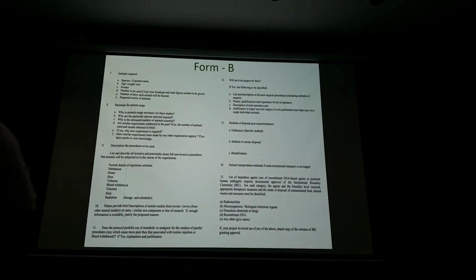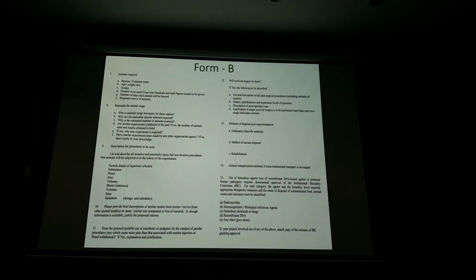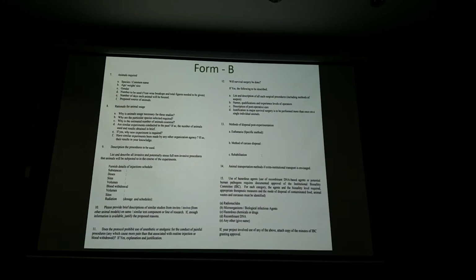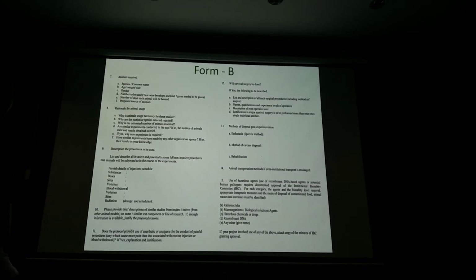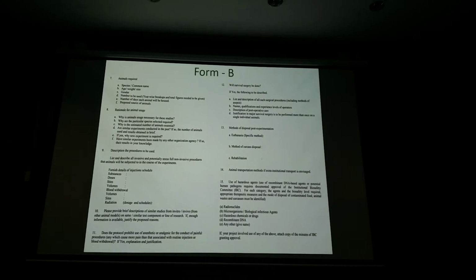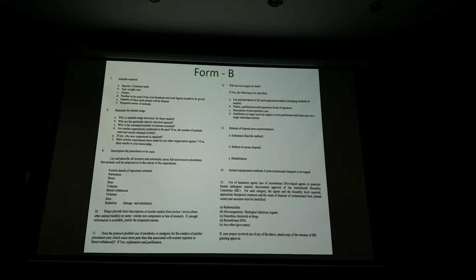Second R is why the estimated number of animals is required. Why you can't reduce the animals. Number 3, whether all similar experiments have been conducted, or any in vitro data is there, serial number 10. Okay, and anesthesia, they will be asking, serial number 11. That is the 4th refinement.